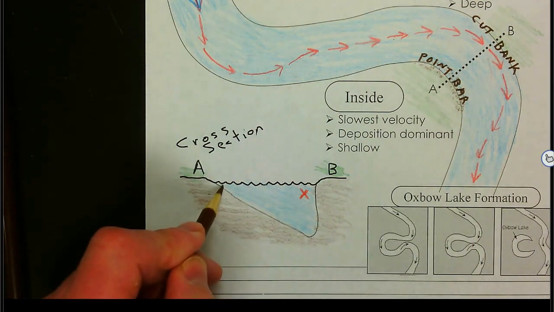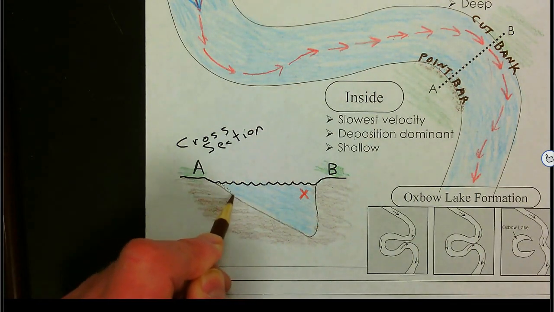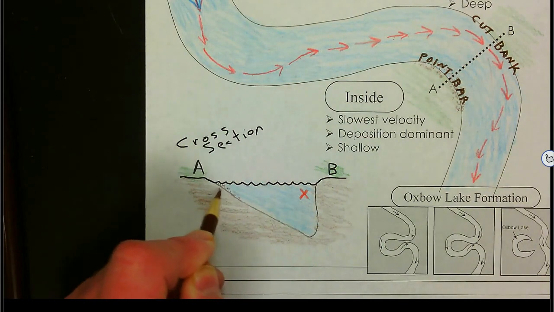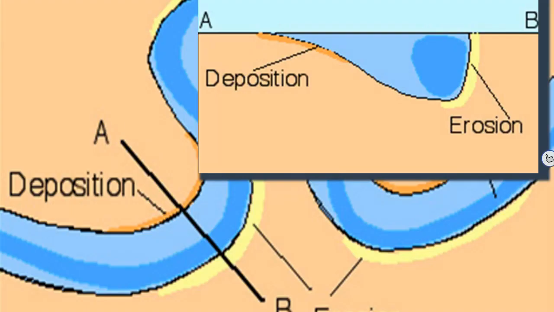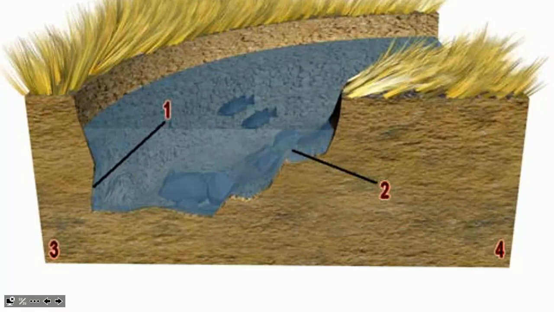At the point bar, this is where it's going slow. We're going to see material fill up over here. So that's why it's going to be shallow on that side. Here we can see a diagram that shows us a cut bank at location 1. That's where it's going to be the deepest.